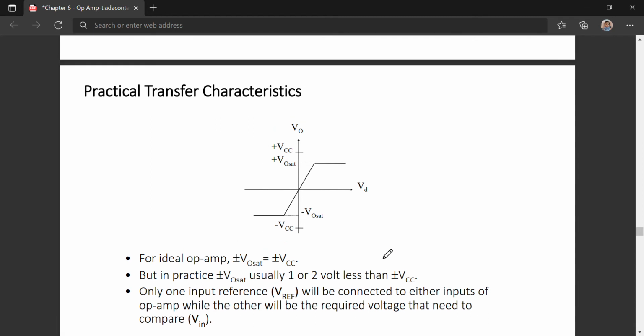However, in the practical usage, we cannot really get the Vout as same as VCC. The value will be decreased as there is a voltage usage in the comparator circuit, in the op-amp circuit itself. Therefore, actually the Vout that you will get from the comparator circuit will be less than actual VCC value.